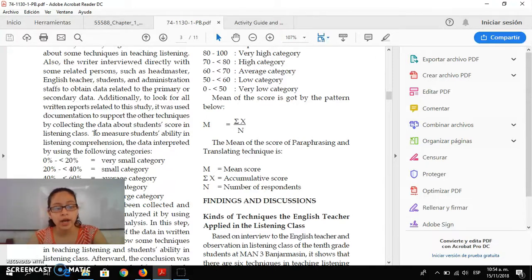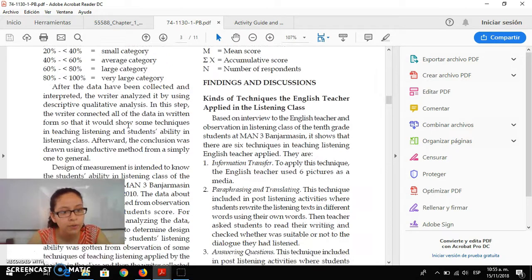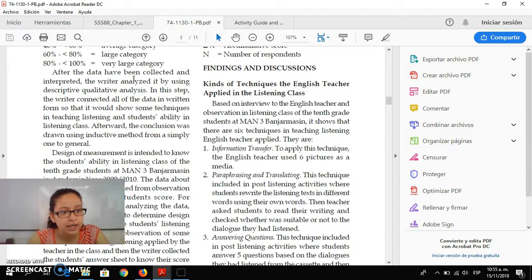However, there are more aspects that help us to determine this is a qualitative research. Like, how was this data analyzed? That's another method that determines this article uses a qualitative method. The article expressed the data was analyzed through a descriptive analysis and concluded through an inductive method. In this part, the article says, I quote, after the data have been collected and interpreted, the writer analyzed it by using descriptive quantitative analysis.